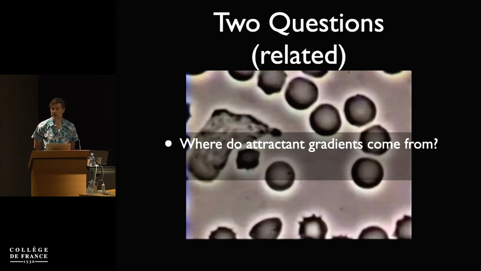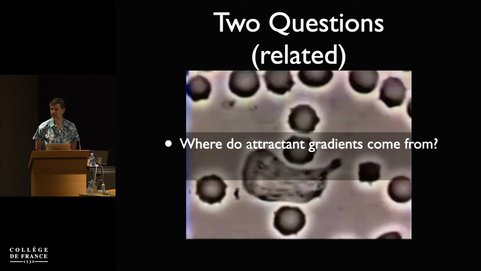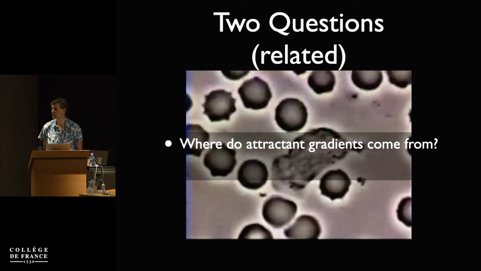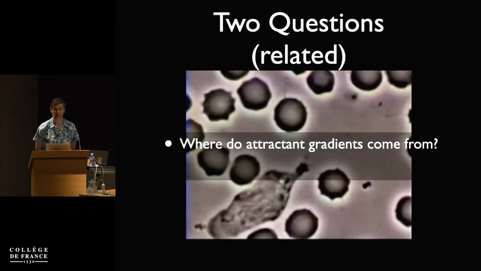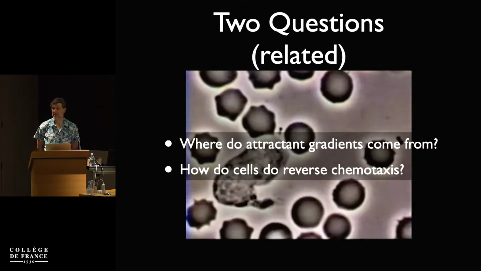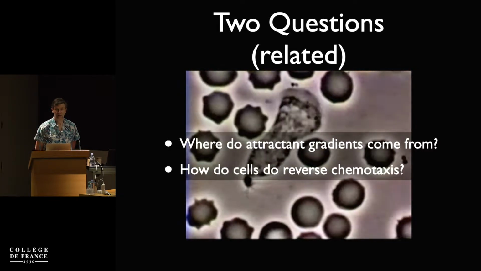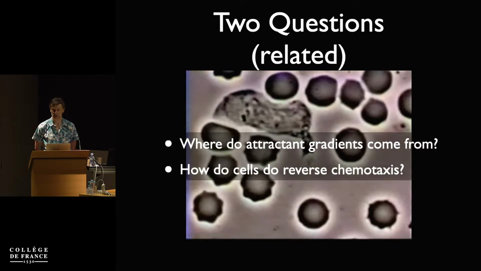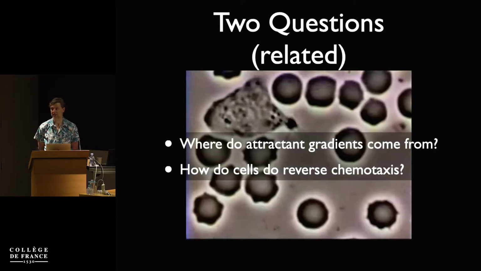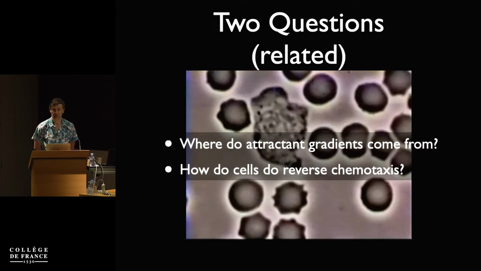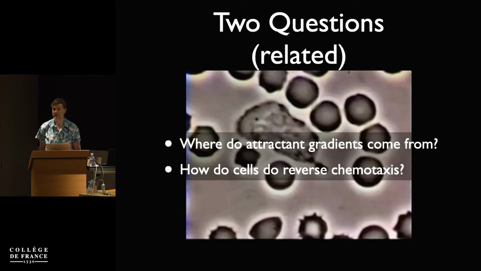I want to address two questions, which are both totally to do with self-organization in the end. One of them is where do chemoattractant gradients come from, in vivo in particular. And the second is forward chemotaxis is very interesting, where cells climb up a gradient. How is it possible for cells to do reverse chemotaxis, where they go backwards, away from a gradient? Turns out to be a much more interesting question than you might think.